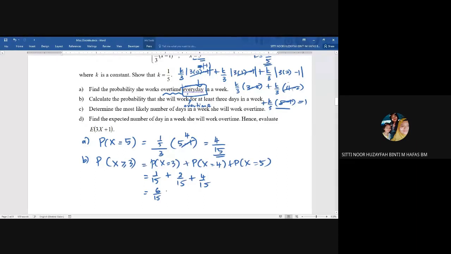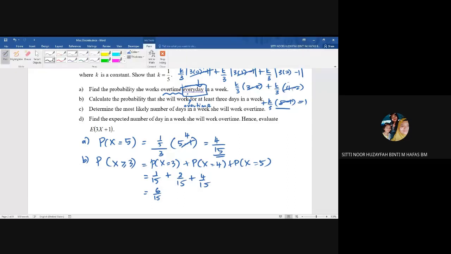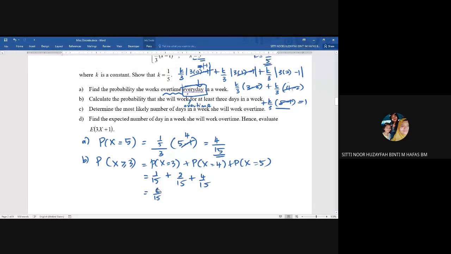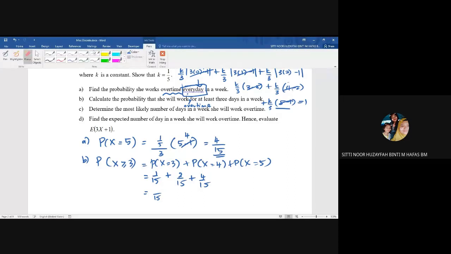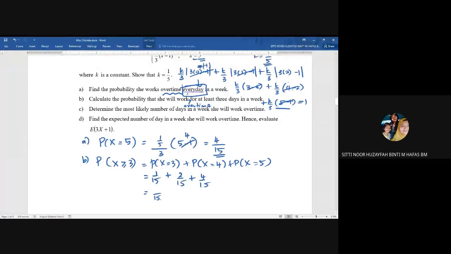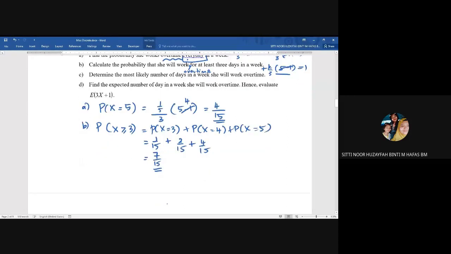Okay? So that's for 6 ke? Salah. Saya kira pun salah. Sorry ya. It should be 7. 1 plus 2 plus 4 is 7, so 7 over 15. Sorry ya, madam kamu ni pun dah penat.